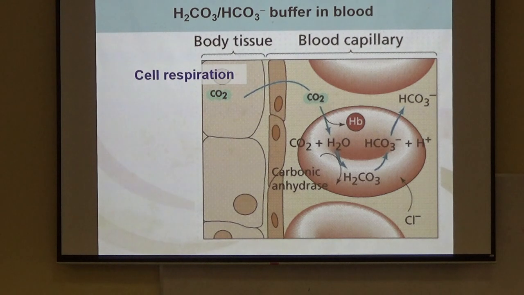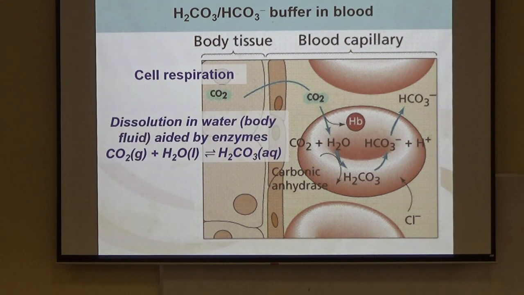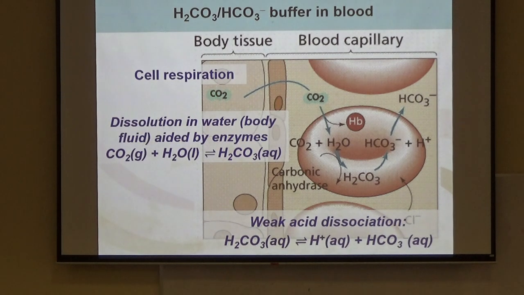So, cell respiration, like I said, produces CO2. Then the dissolving of the CO2 in the water or the blood plasma is aided by the enzymes. Once it forms H2CO3, it will dissolve.